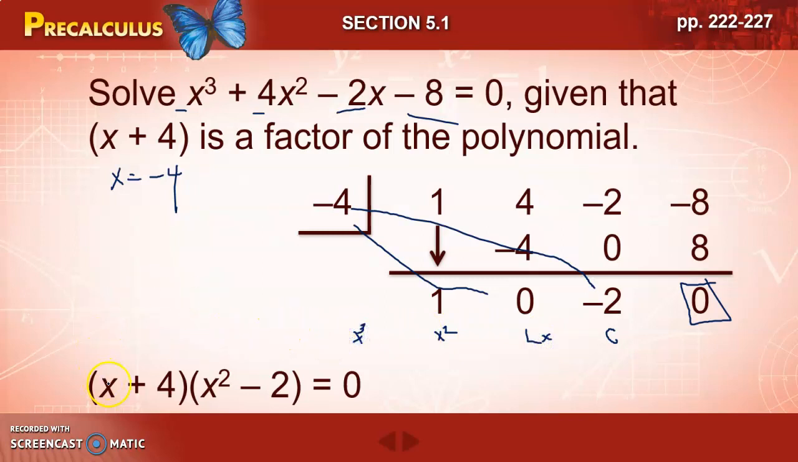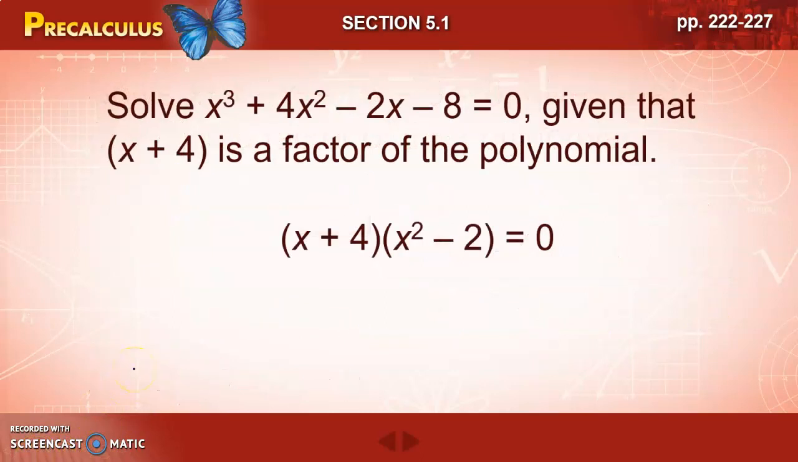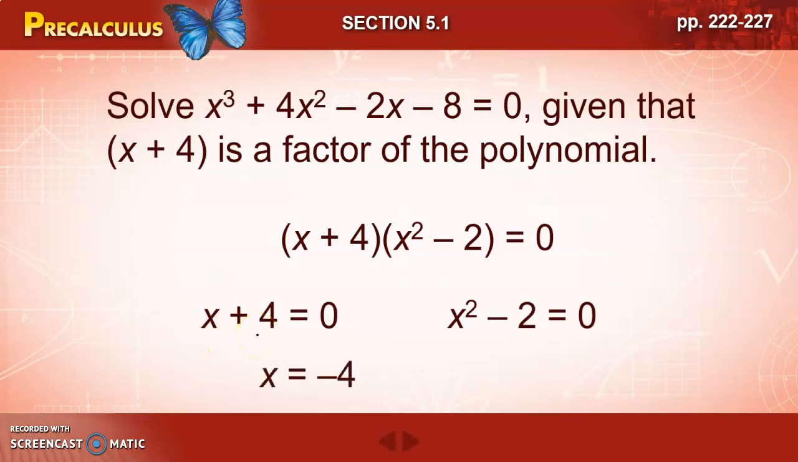So we're left with x plus 4 and x squared minus 2 as our two factors. What we're going to do, because of the zero product property, is set each of those factors equal to 0. So x plus 4 equals 0, and x squared minus 2 equals 0. Here we can just subtract the 4 and get x equals negative 4. But here, when we add 2 to both sides, we get x squared equals positive 2.